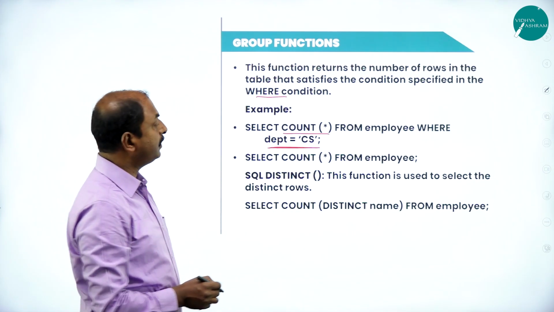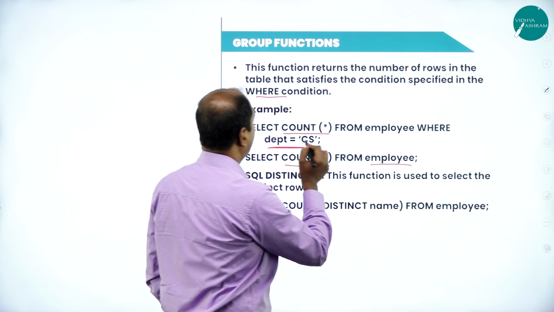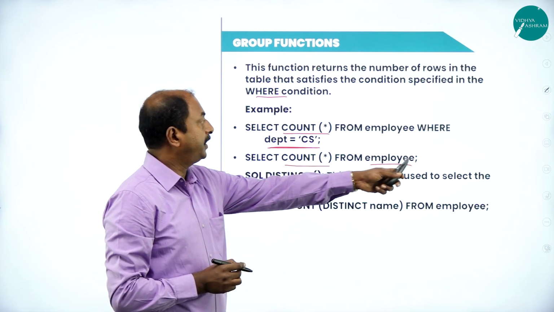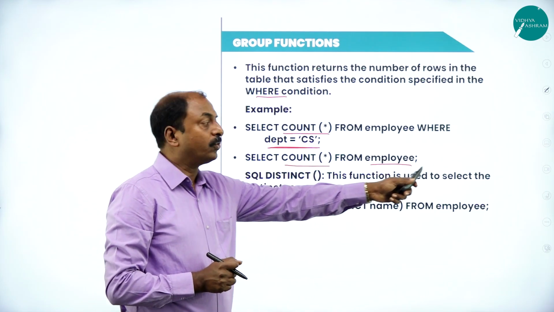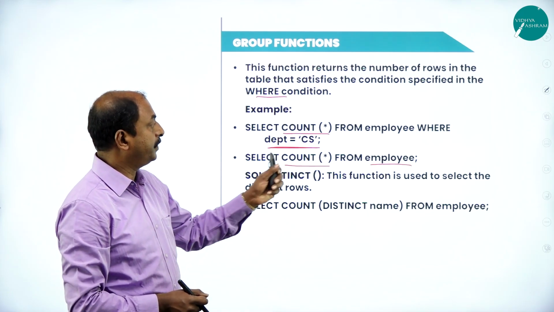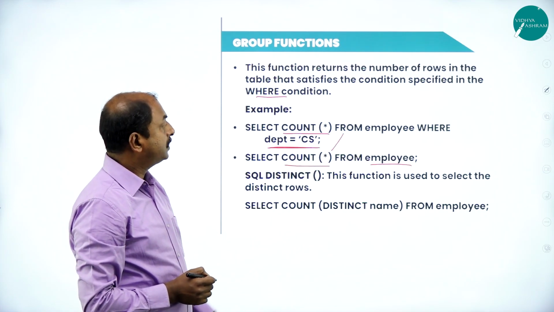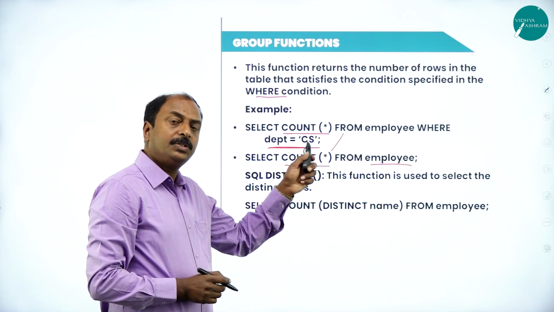Another example: SELECT COUNT(*) FROM employee. We use a star here and there is no WHERE clause, so it is going to count and display the number of records in the table. And here, it displays the number of records where the department is equal to CS.